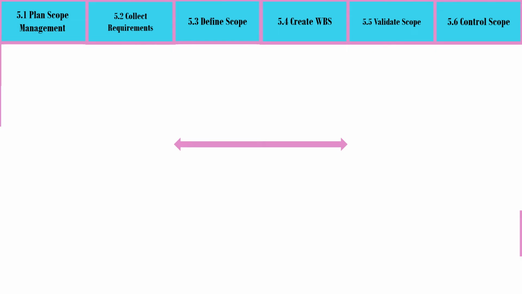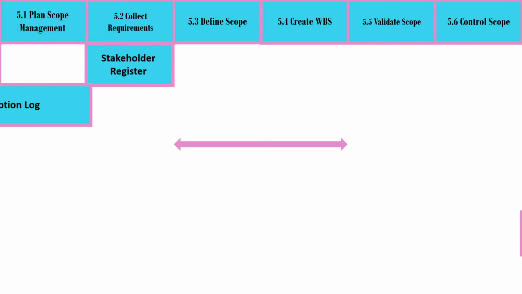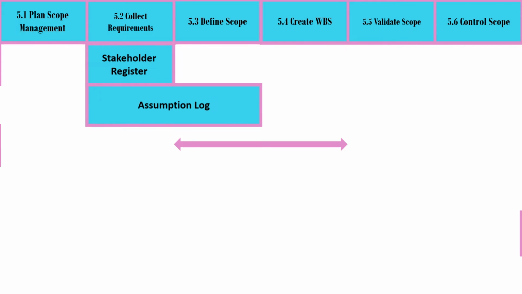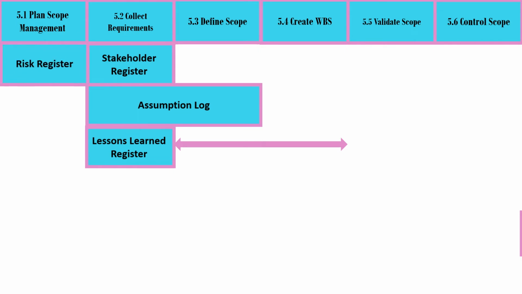We mentioned in the last slide that project documents is an input to all processes except Plan Scope Management. Let us now take them one by one. Collect Requirements has the following inputs: Stakeholder Register, Assumption Log, which is shared with Define Scope, and Lessons Learned Register, which is shared with both Validate Scope and Control Scope.